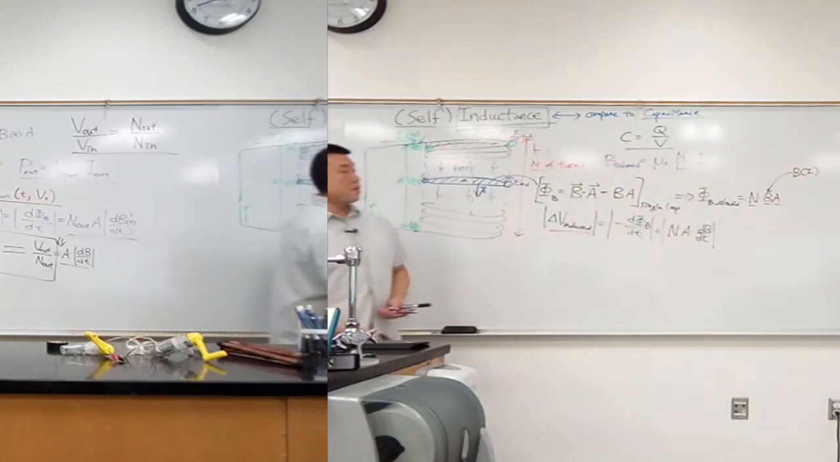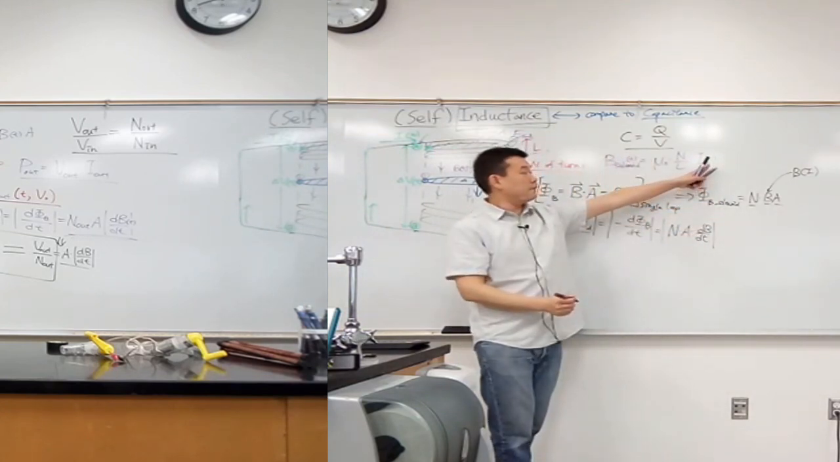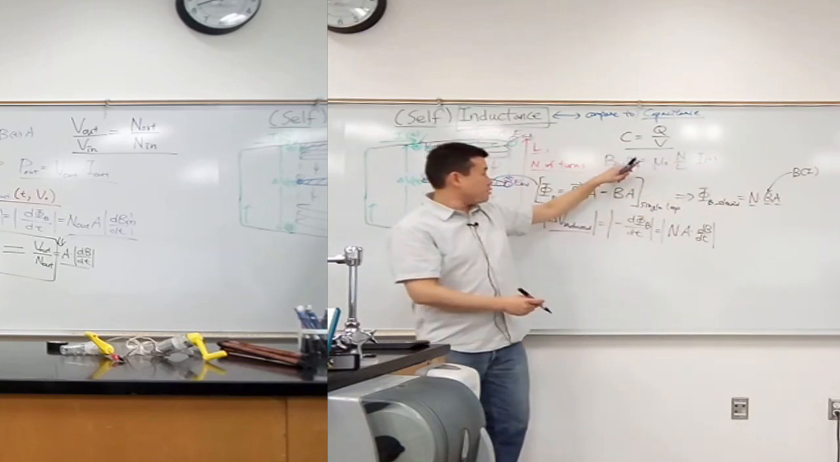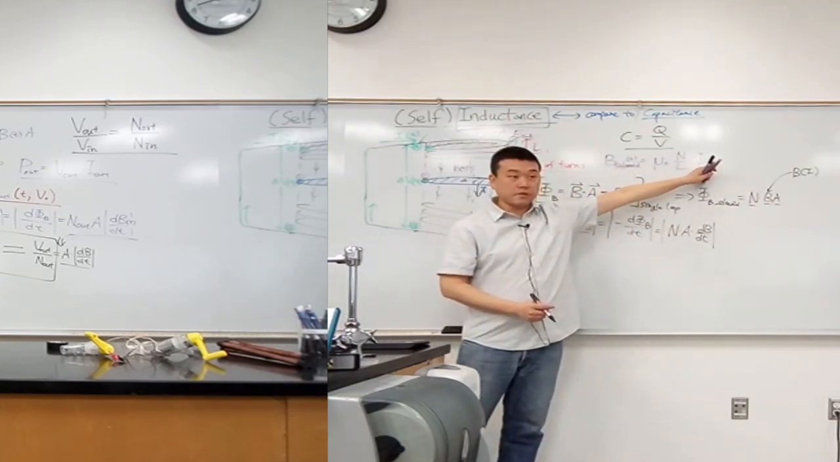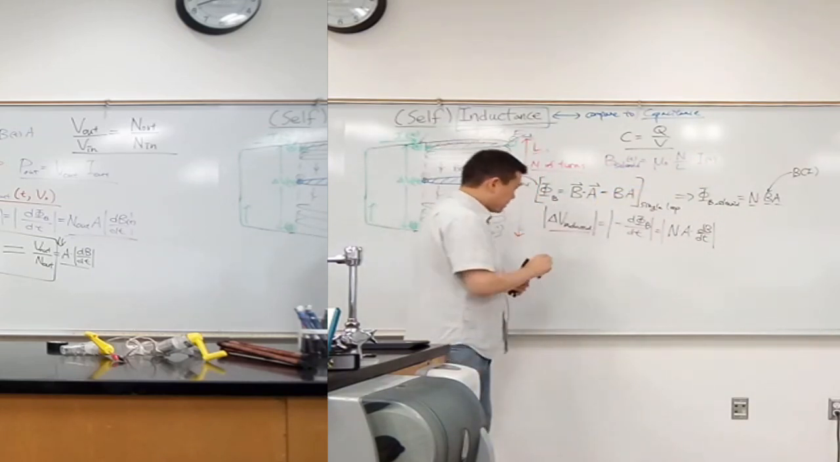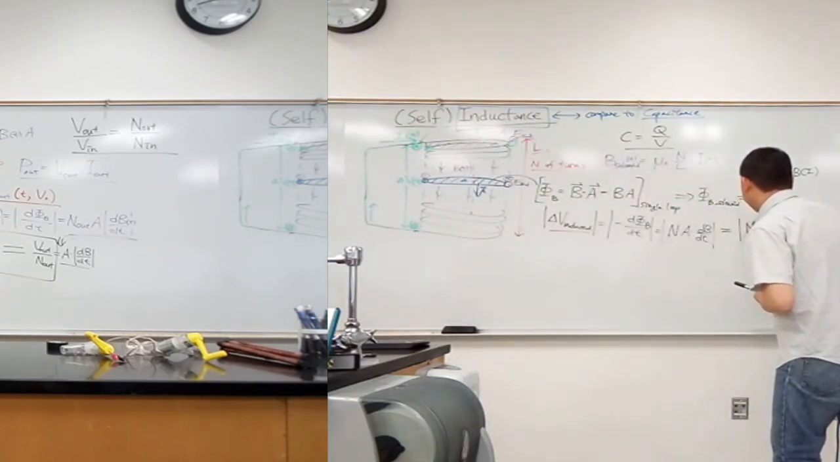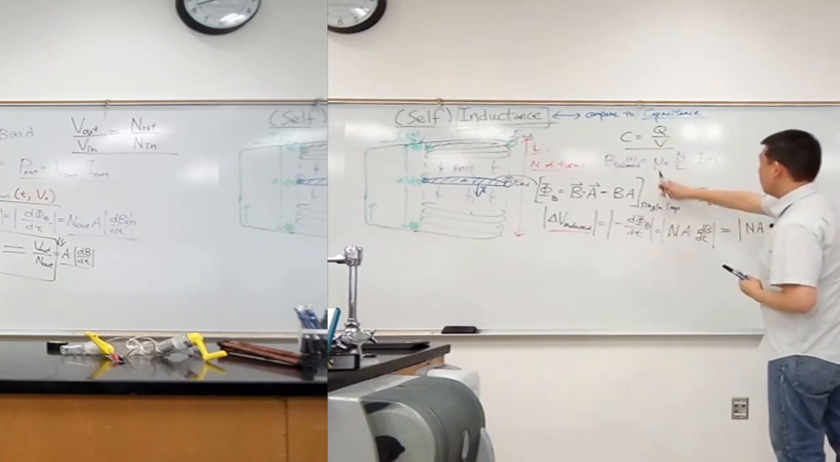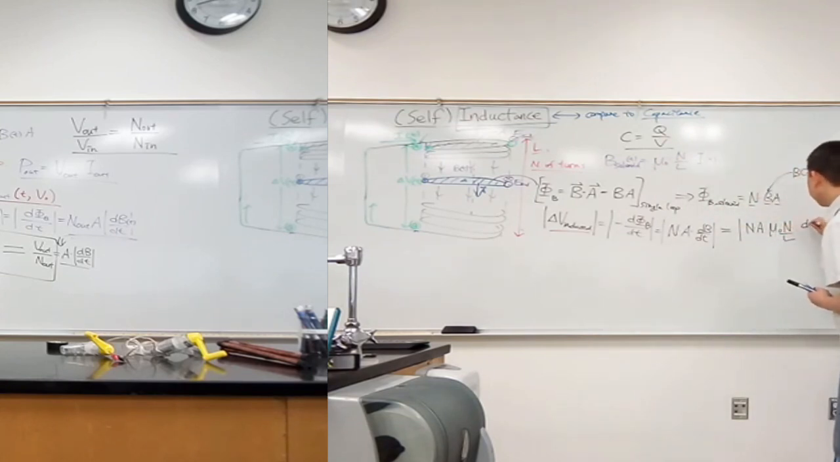Good? So we are imagining this to be time dependent. The current is a function of time. So when you put this in here, everything else is constant, and only the current will get caught by the time derivative. So this is equal to the absolute value of n times A times mu naught n over L times the time derivative of current, di/dt.